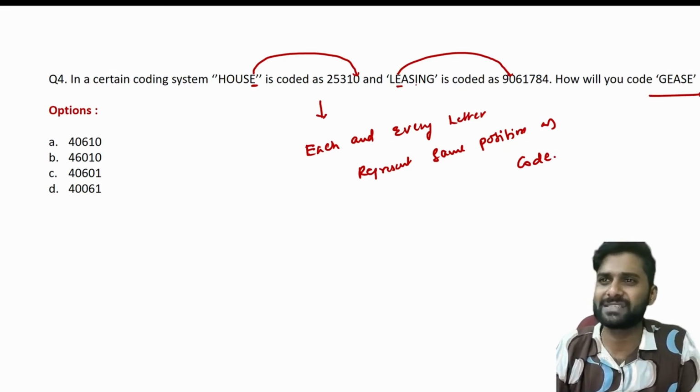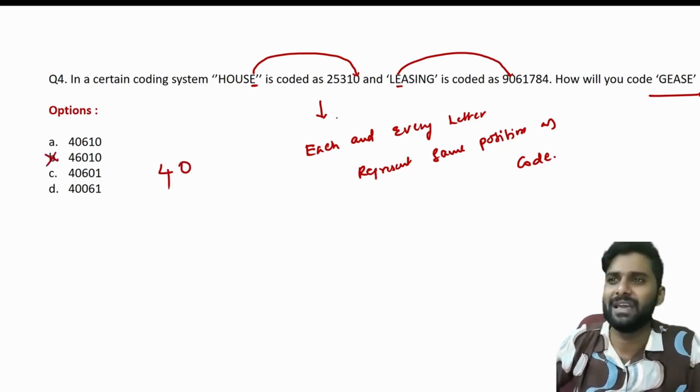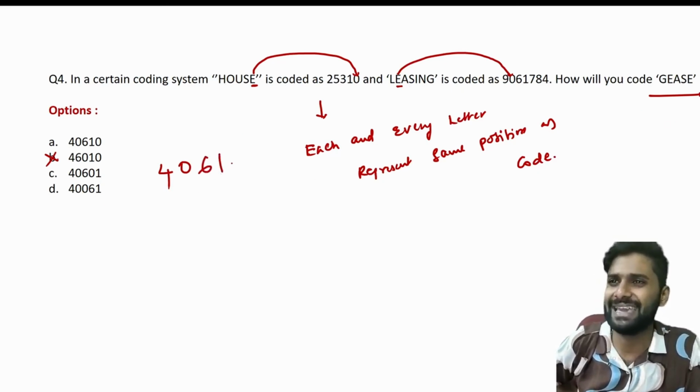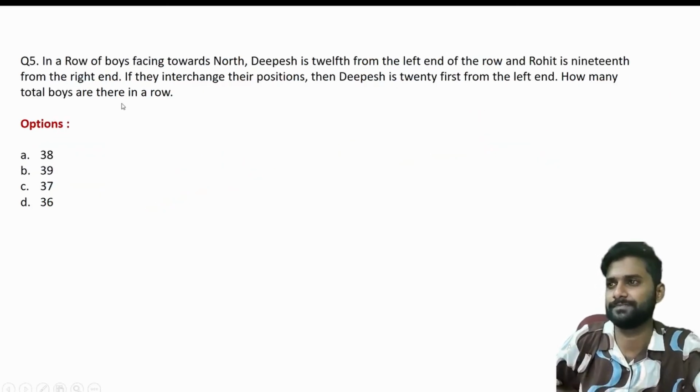Another question: what is the answer for GASC? What is G represented by here? G is represented by 4. Here E is represented by 0, so 4, 0. So eliminate option B. Here A, check it out: the third position number is 6. So the answer is 406. Now S is represented here by 1, and the last one is E. Again E is 0. So the answer is 40661.